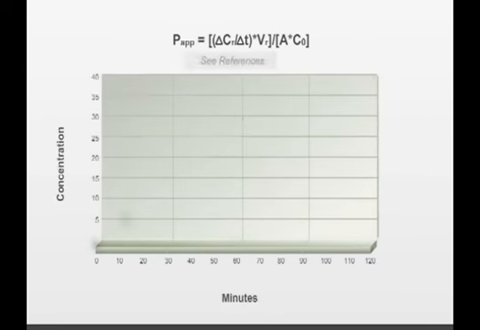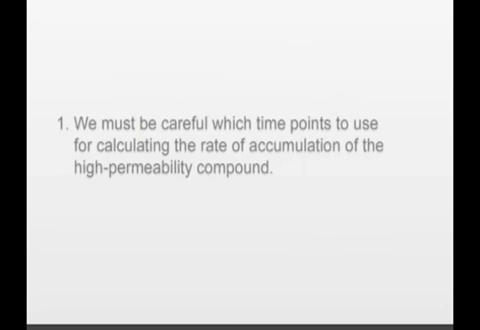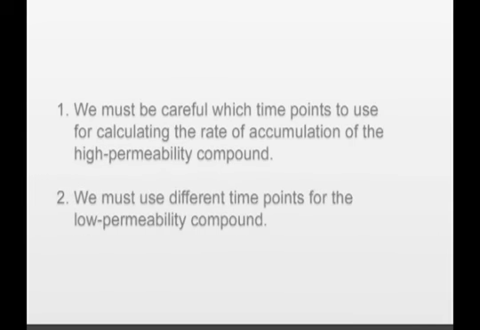The plateauing of the high permeability compound and the very different rates of accumulation for the high and low permeability compounds mean 2 things. First, we have to be very careful which time points to use for calculating the rate of accumulation of the high permeability compound. And second, we have to use different time points for the low permeability compound, because there isn't enough of it to analyze at the early time points that we have to use for the high compound.